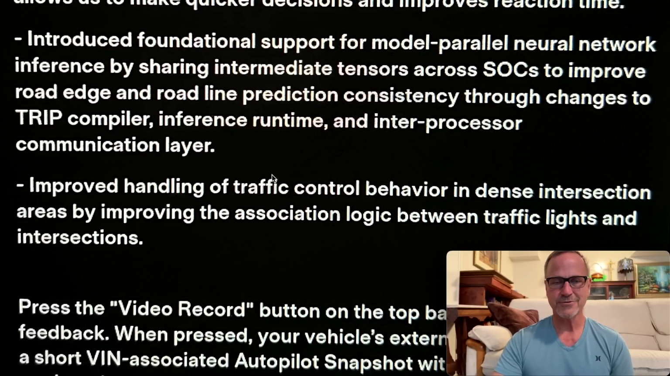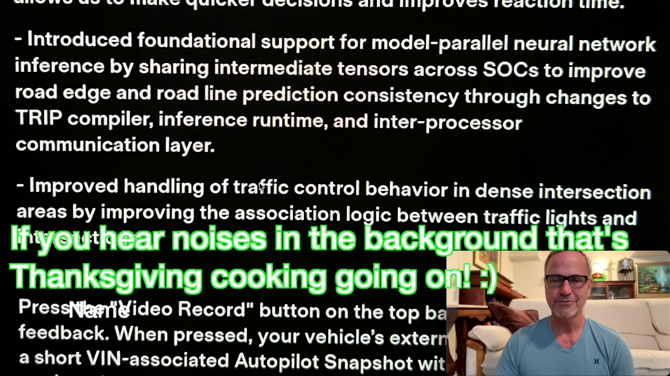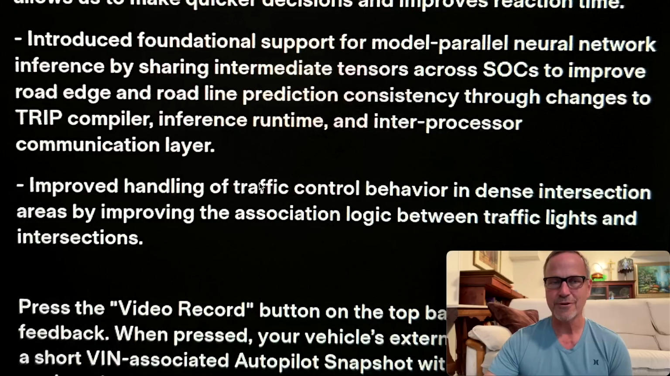There were two extra notes that were put in for the 3.1 release that I didn't have in my 10.69.3 release notes. So anyway, those are showing right here. The first one is: introduced foundational support for model parallel neural network inference by sharing intermediate tensors across SoCs, or system on chips, to improve road edge and road line prediction consistency through changes to trip compiler, inference runtime, and interprocessor communication layer. That's a lot of stuff, but this is actually kind of an important thing.